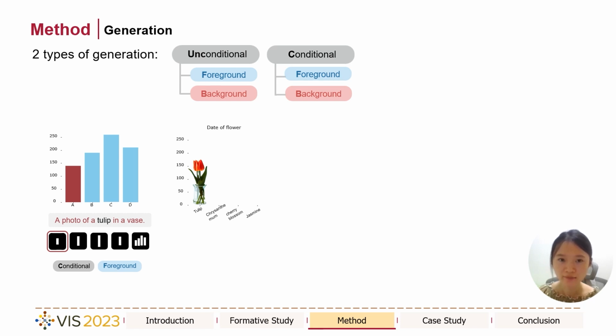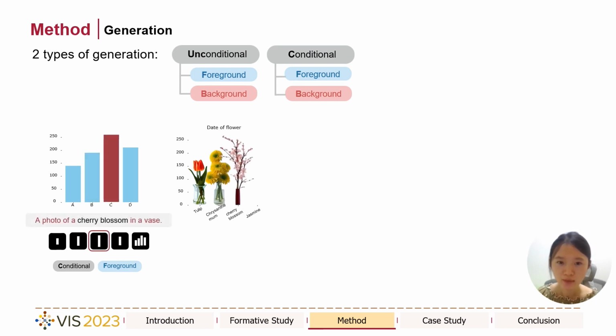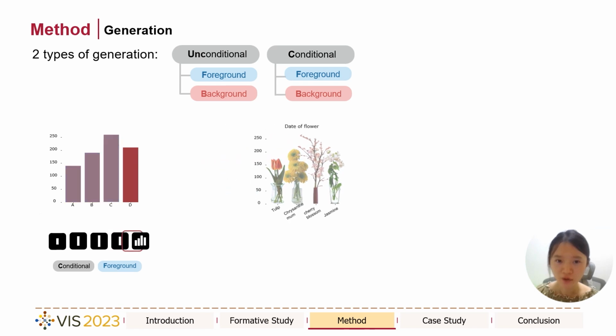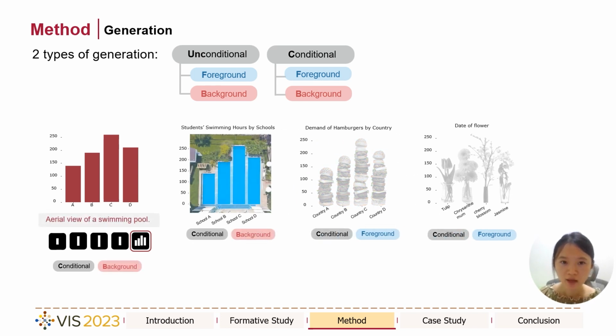image. By switching the data mask and changing the prompt, we can put different flowers in different bar positions. Of course, we can also replace all the bars with a stack of hamburgers. Moreover, we can embed the bar chart into the background, making it a seamless integration with the background image.